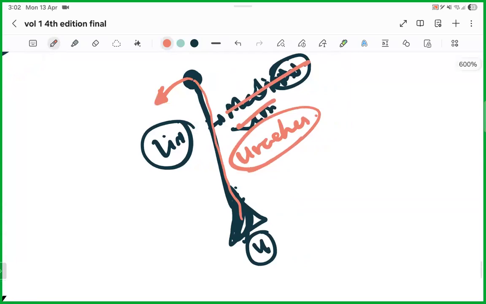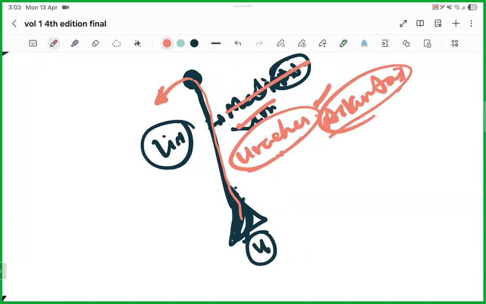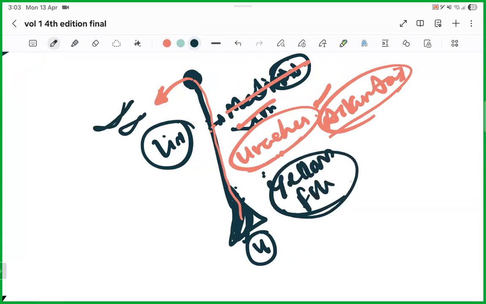Urachus, and this is a remnant of allantois. Now, if the urachus is not closed after birth, what will happen? You will get yellow fluid coming out from the umbilicus. So anytime yellow fluid is coming out from the umbilicus, it's a patent urachus.